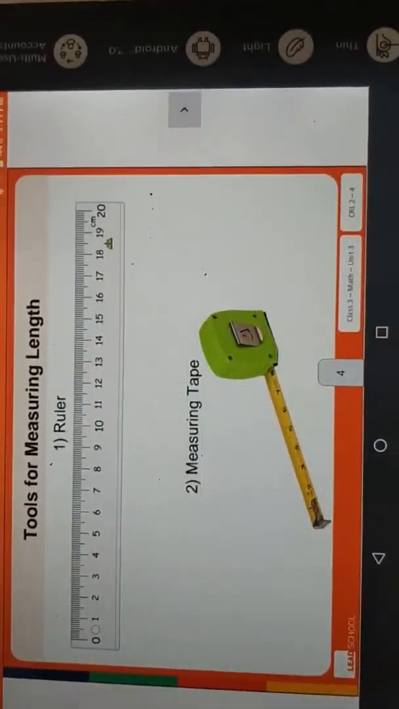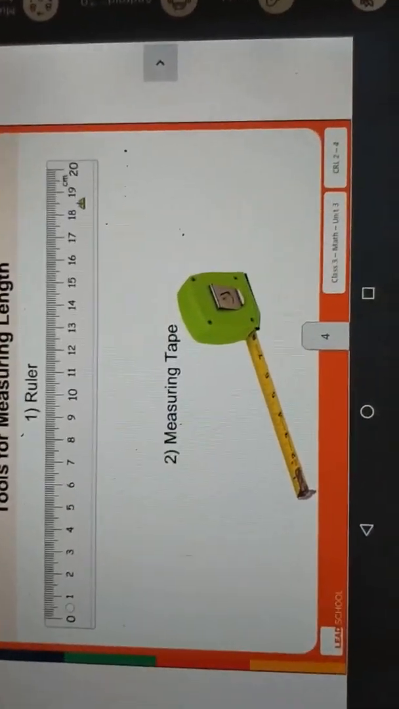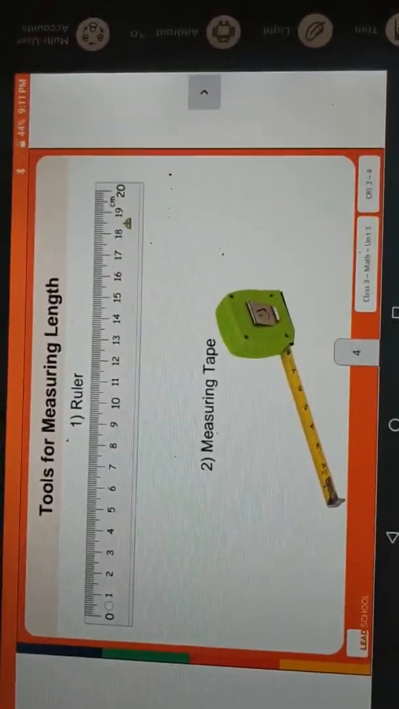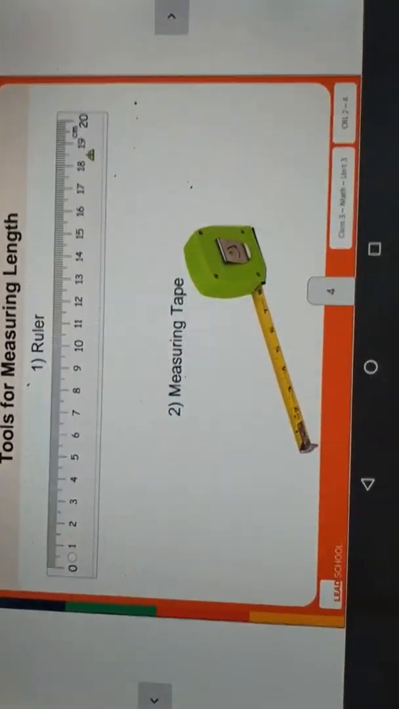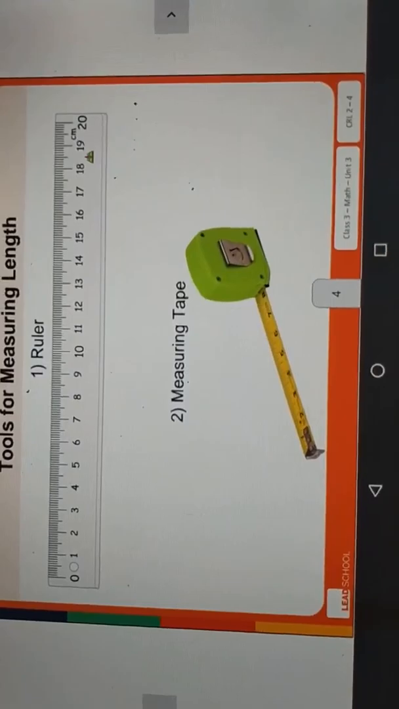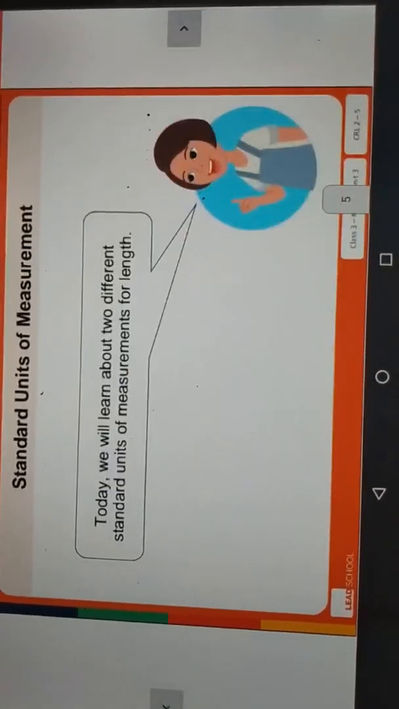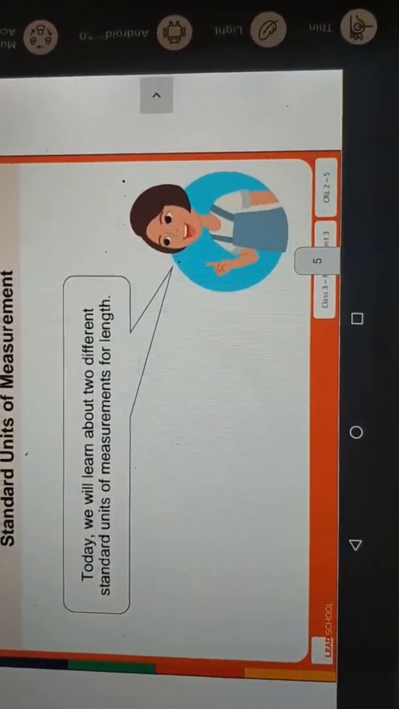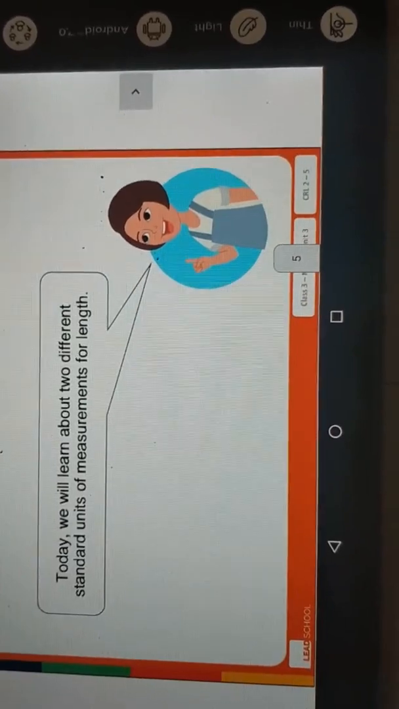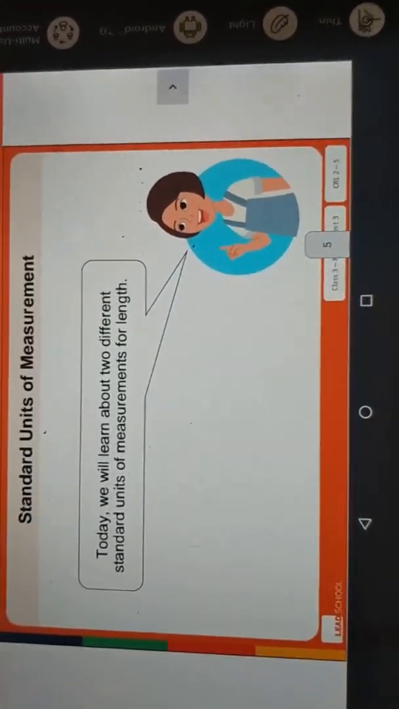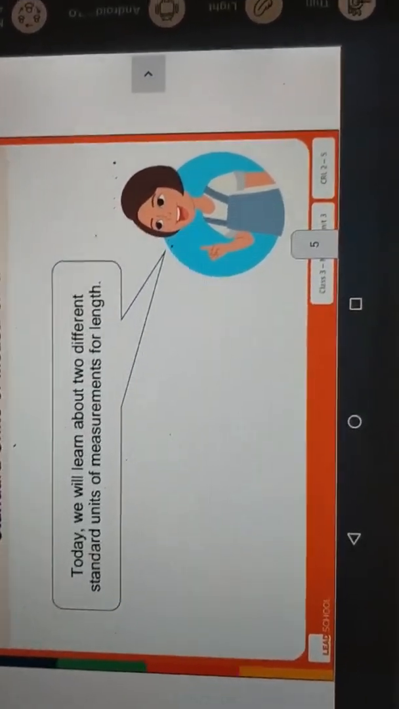Now students, measure tape. This is a measure tape. If we have to measure a small thing, at that time we will use a ruler, but if we have to measure large things, at that time we'll use measure tape. Now students, today we'll learn about two different standard units of measurement of length.